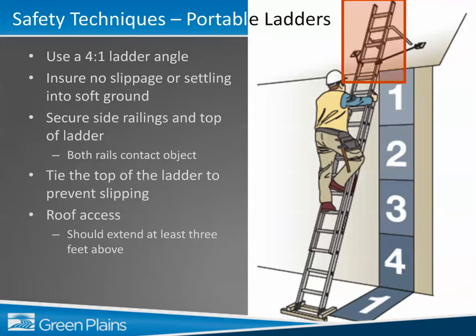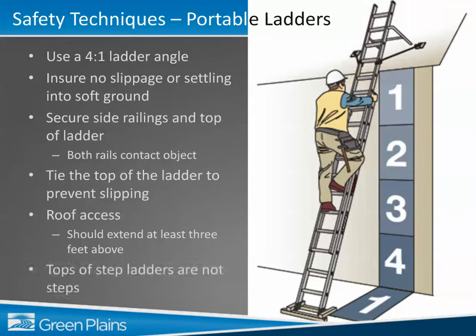When an extension ladder is used to gain access to a roof or similar area, the ladder should extend at least 3 feet above the edge of the point of support. Also, the top step of a step ladder is not designed to be used to gain height, but to be used as a tool support.